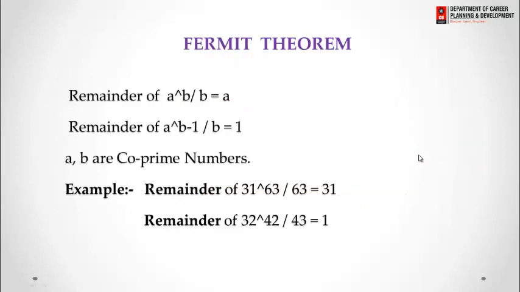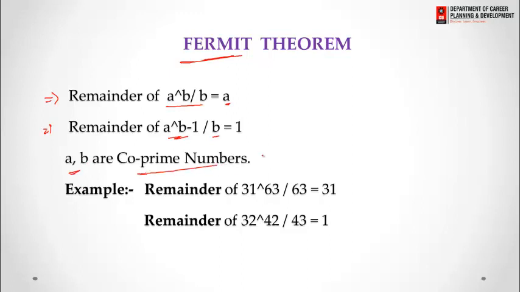After that, we need to understand the concept of Fermat's theorem. What is Fermat's theorem? The first concept: if a^b is divided by b, the remainder is a itself, and if a^(b-1) is divided by b, the remainder is 1. But the condition is that a and b must be co-prime numbers.